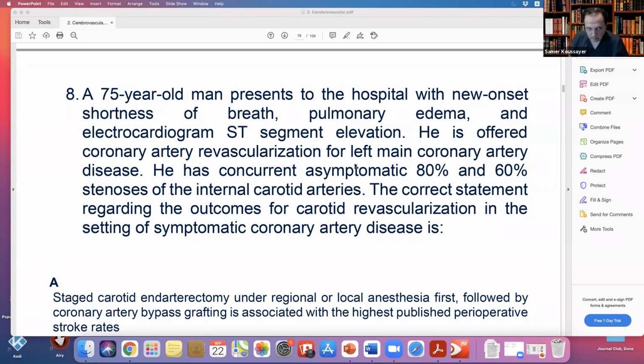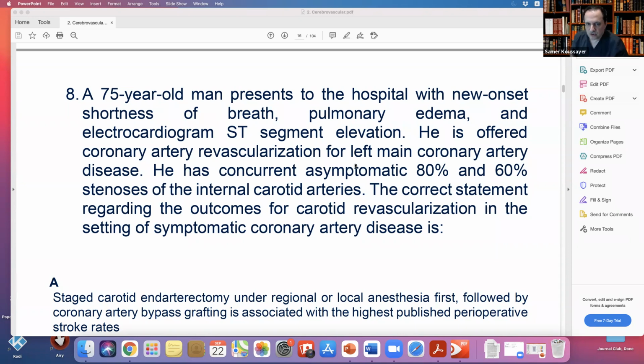That's correct. But what they want to ask, I'm saying the way they phrase the question is wrong. When I read the answers now, I noticed that what they want to ask is whether we should do it before, during, or after the procedure. What is your preference, Ali? I think for this patient, asymptomatic, one side, and left main, I will leave the carotid, send the patient to the cardiac surgeon, and leave the carotid for after.